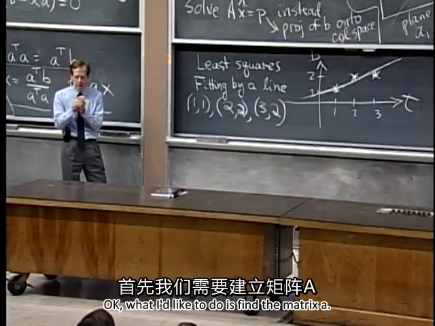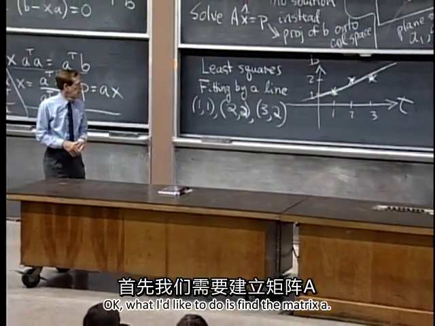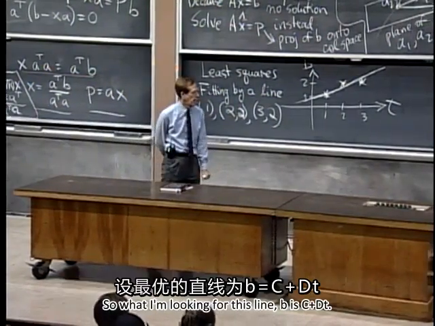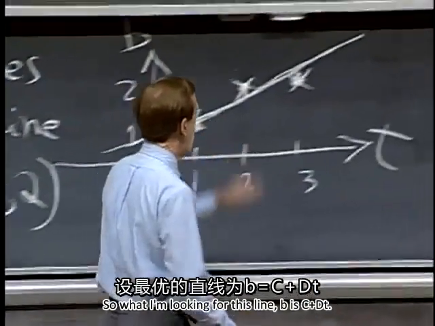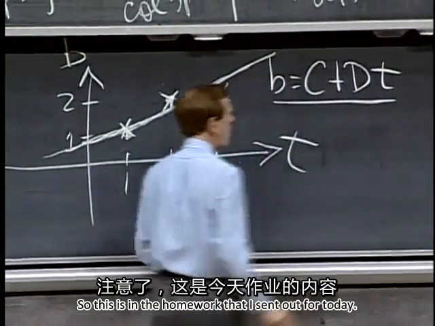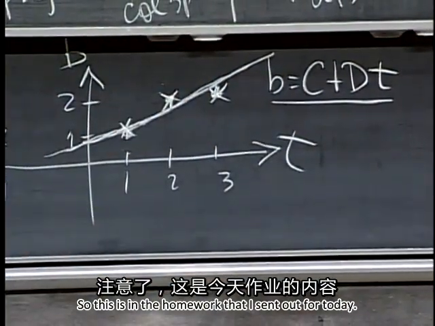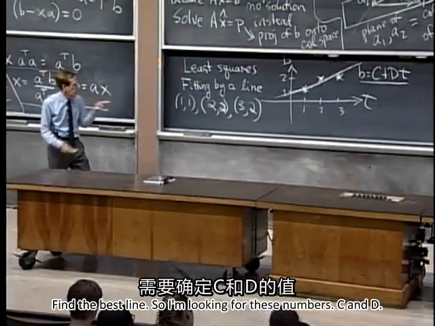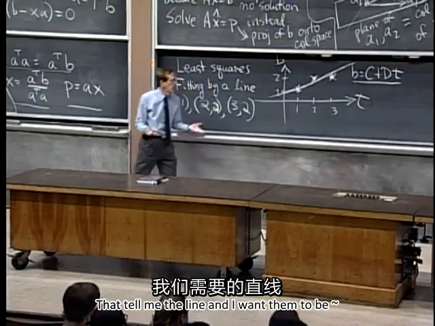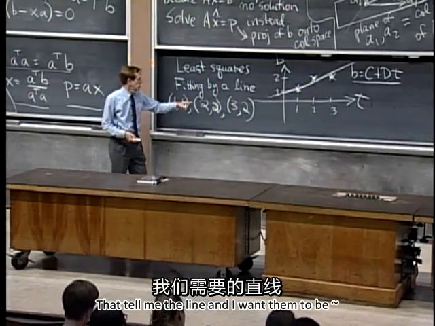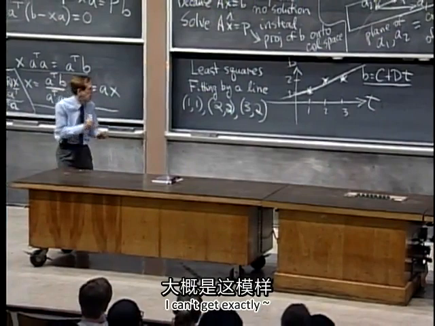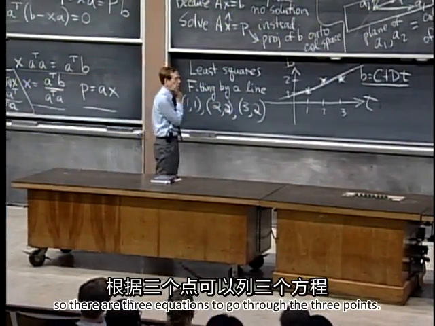Okay. What I'd like to do is find the matrix A. Because once I found the matrix A, the formulas take over. So what I'm looking for is this line, b equals C plus Dt. This is in the homework that I sent out for today. Find the best line. So I'm looking for these numbers, C and D, that tell me the line. And I want them to be as close to going through those 3 points as I can get. I can't get exactly there.